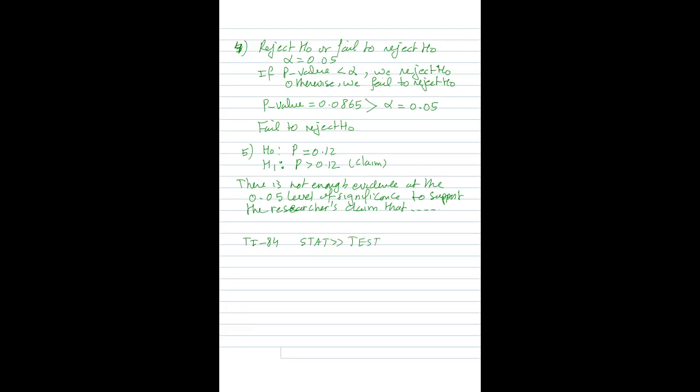Notice here, if alpha was 10%, then 0.0865 would be less than 10%, then you would reject H0 and support the claim. But alpha would have been different. It's 10% there, it is 5% here.